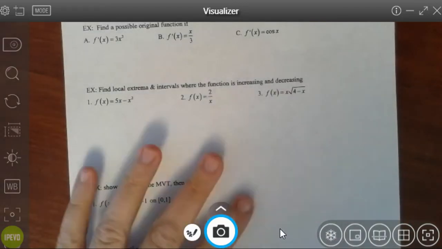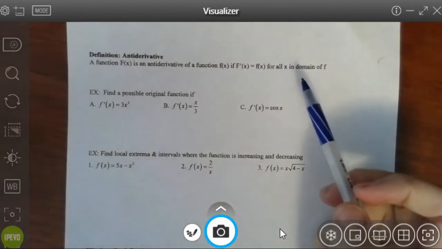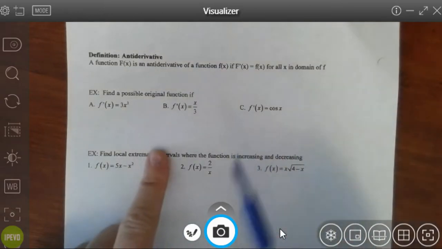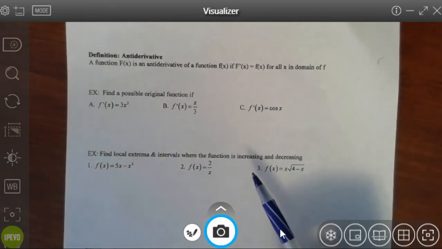All right, and so this won't be in your Delta Math today, but it is something that they throw in your book in this chapter, so I want to throw it in here too. The idea here is that we have an antiderivative, and that's really what calculus is about, going backwards. We've spent the entire first part of this year going forwards, and once we get to chapter 5, we're going to spend the next 3 chapters going backwards.